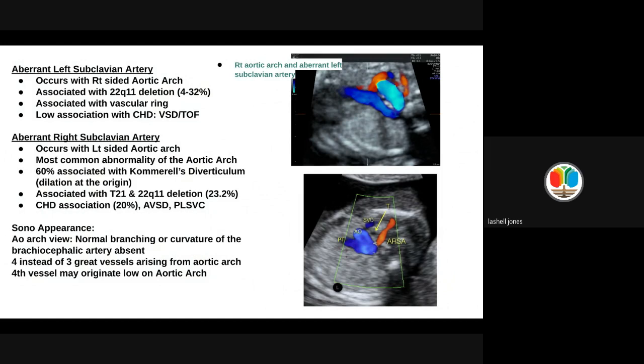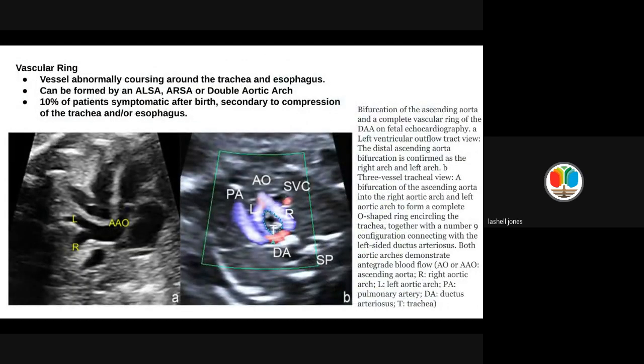aortic arch view is normal branching. You're going to have a fourth vessel there, though. So it's going to be 4 instead of 3 vessels arising from the aortic arch. The 4th vessel is your ARSA vessel. Okay. I talked about this in more depth in the 3 vessel trachea view lesson. Okay. So this is just a quick review.